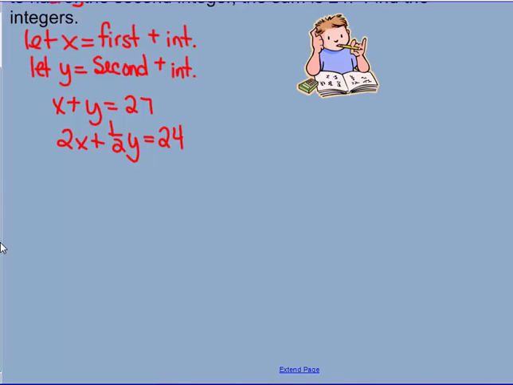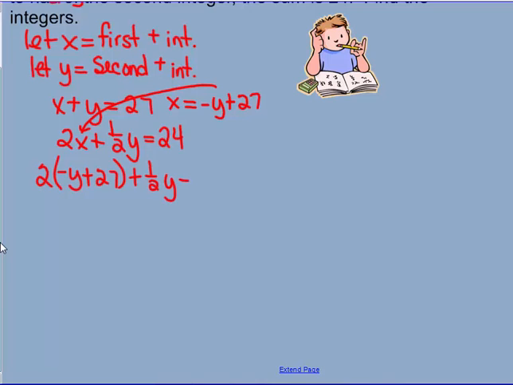I think I'm going to substitute again. I rarely do that, but a little practice would be good. So I'm going to solve this equation for x this time. x equals negative y plus 27. And I'm going to substitute that in for this x. A little bit harder. It probably would have been easier to eliminate. Negative y plus 27 plus half of y is 24.